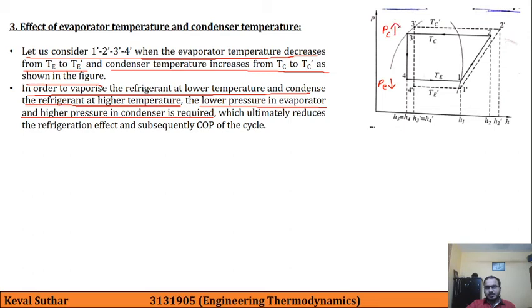So the condenser pressure required is higher, which ultimately reduces the refrigeration effect, as we have seen in our previous two cases. So the effect of reducing the evaporator temperature and increasing the condenser pressure is equivalent to a reduction in evaporator pressure and an increase in condenser pressure. So it will subsequently reduce the refrigeration effect and COP of the cycle.